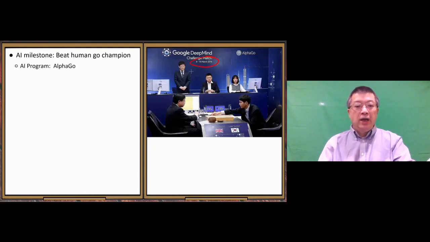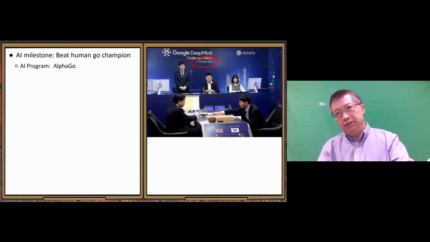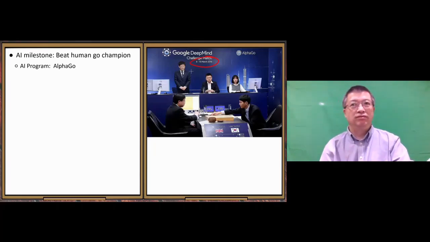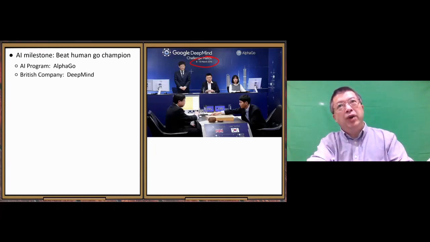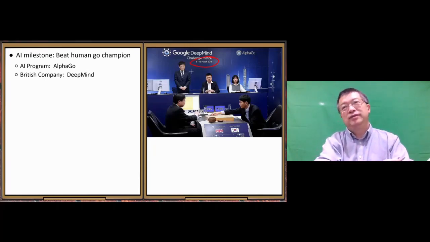All right. The AI program is called AlphaGo. It is Google's AI program, and they created this name, AlphaGo. It was developed by a British company, DeepMind.